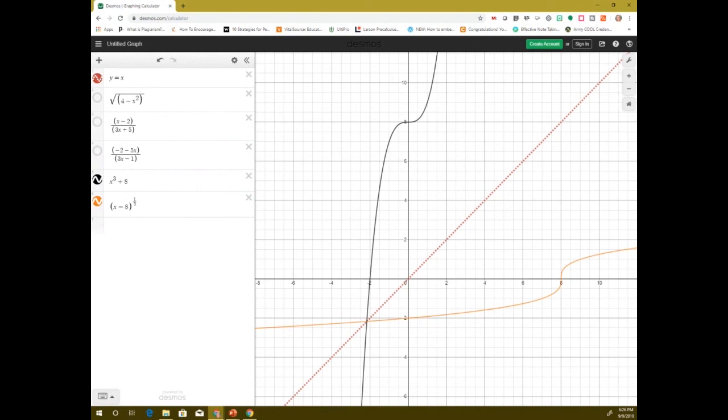So hopefully I haven't confused you too much with my examples here. The big thing is just being able to do the algebra in order to find the mirror image. But that's about it. So that is inverses.